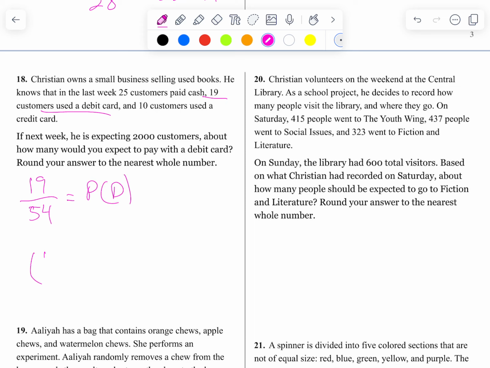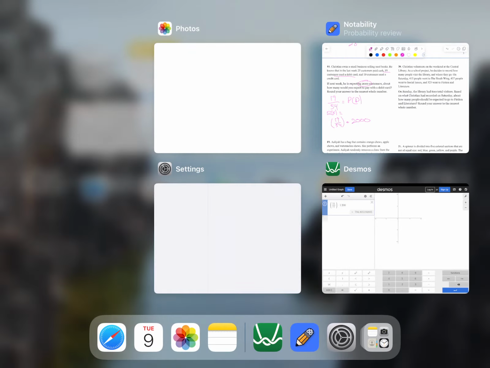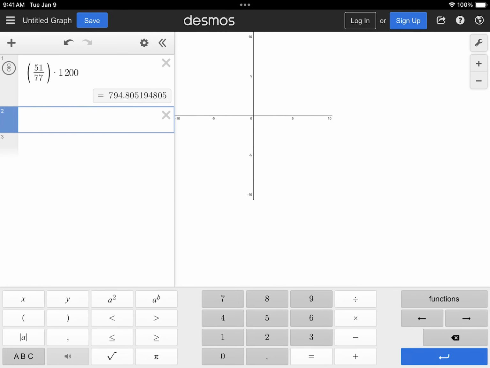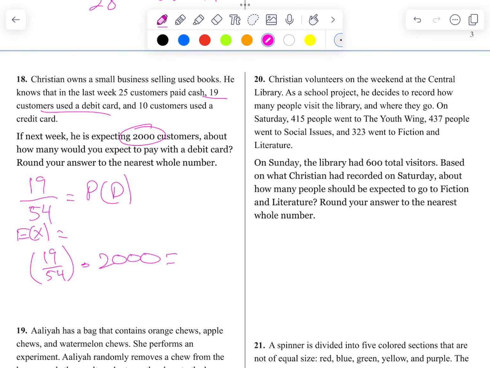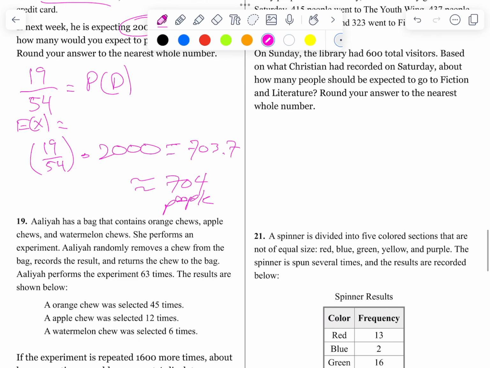So I'm going to take this and then times that by 2,000 to get my expected value. So here we go. 19 divided by 54, and then times that by 2,000 people, and it's 703.7. So we estimate about 704 people are going to use a debit card.